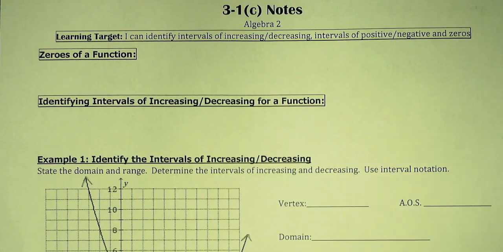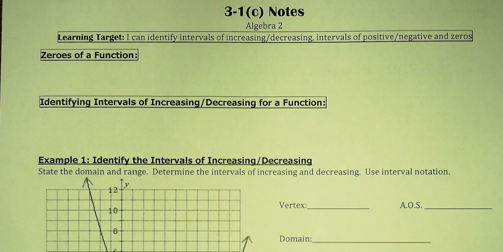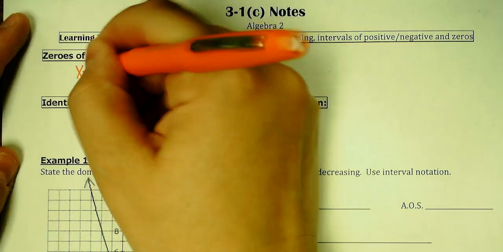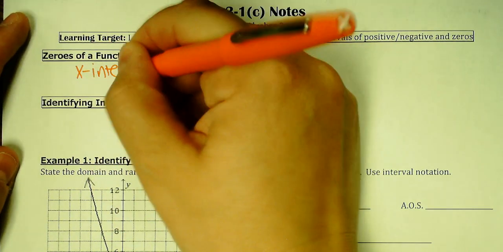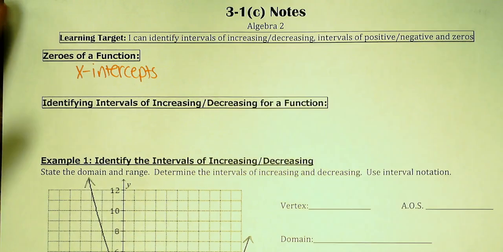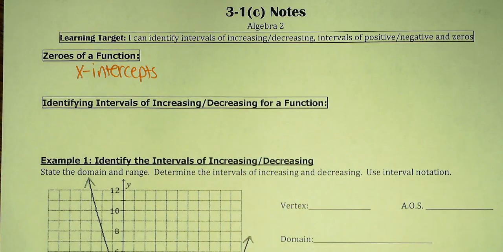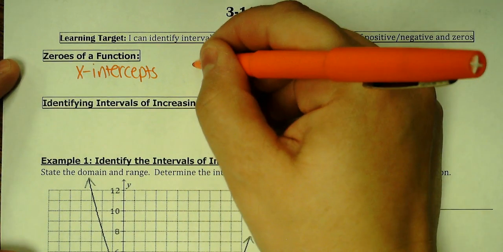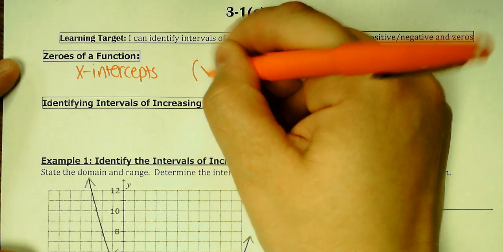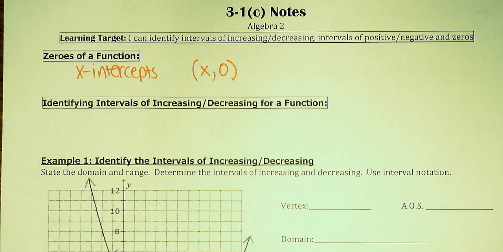Alright, today we're going to go over how to find intervals of increasing, decreasing, positive and negative, and zeros for a quadratic function. So we're going to start out with the zeros. All the zeros are the x-intercepts of your graph. So all the points where you cross the x-axis, they should be of the form some x value, and the y-coordinate of a 0 is always 0 because it's the x value that makes the equation equal to 0.